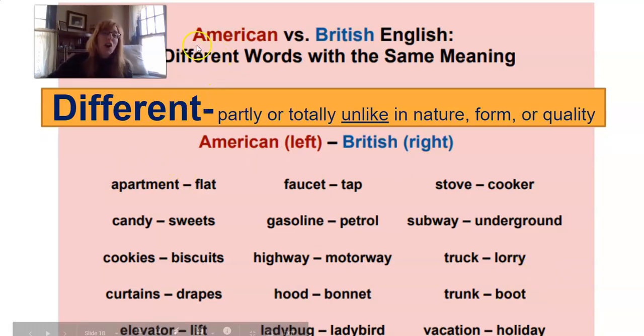So those are the words we say in America versus what people say in Britain, and they are different, but they mean the same thing. So cool.